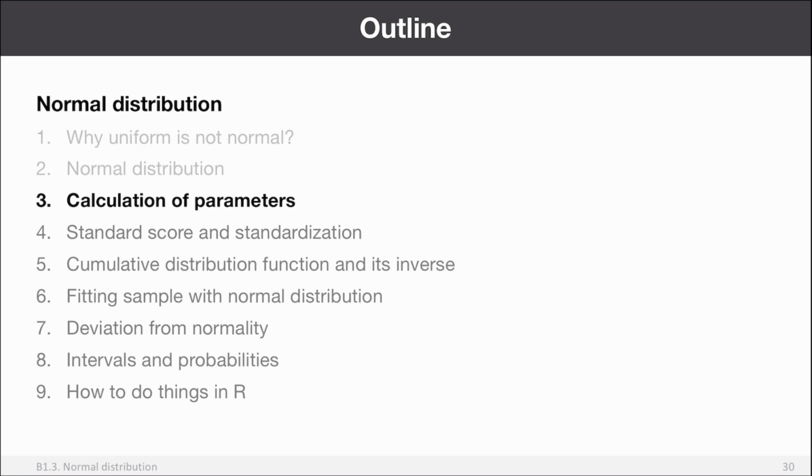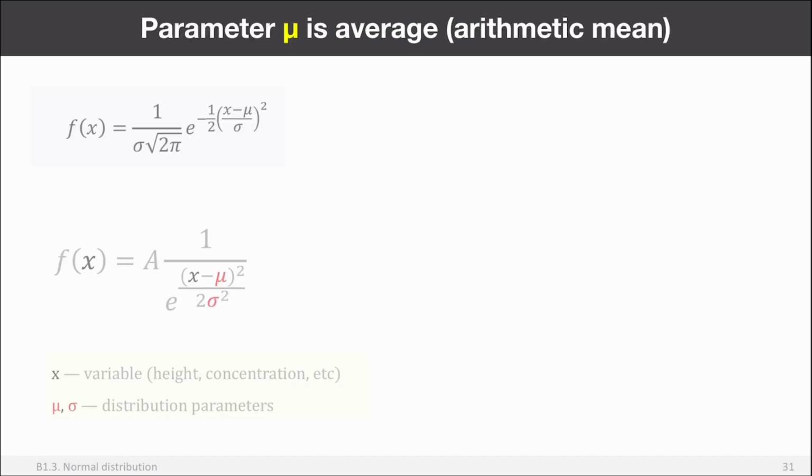So we continue talking about mu and sigma, parameters of normal distribution, and let's give the names for these two letters, and probably you already know these names. Parameter mu is called average, or sometimes just mean, for normal distribution it's computed as arithmetic mean. What's the meaning of the arithmetic mean?